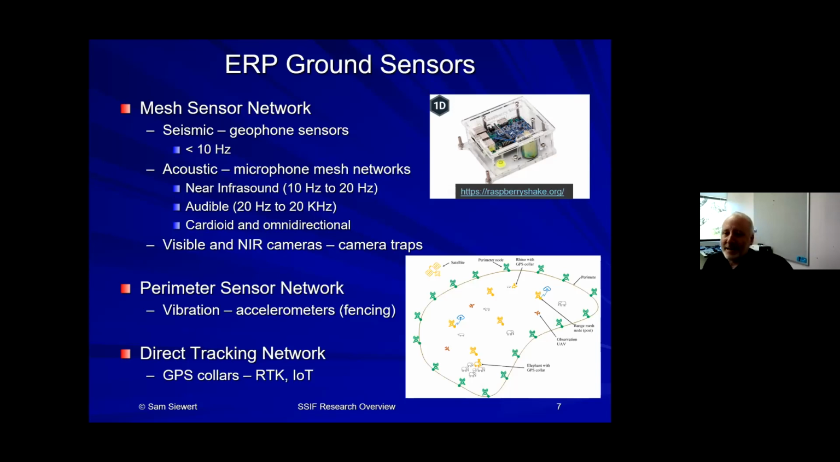Yeah. And so we're very interested in that. And these can be perimeter or interior. We're interested if we can help or learn from you what you do as far as tracking collars.